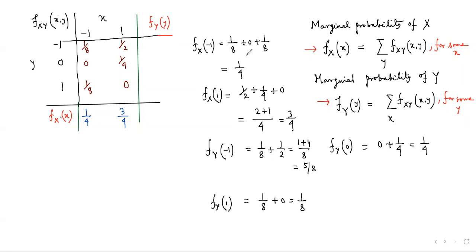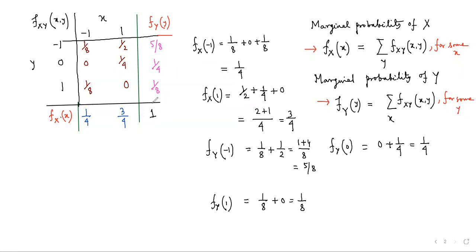Now I will substitute the values over here: 5/8, 1/4, and 1/8. Now you see one thing, that you can verify whether your calculation is correct or not by doing a quick check. You add the total marginal probability of X, 1/4 plus 3/4, which is 1. So total marginal probability is 1. You calculate the total marginal probability of y, which is 5/8 plus 1/4 plus 1/8, which is 5 plus 2 plus 1 over 8, that is 8/8, which is also 1.